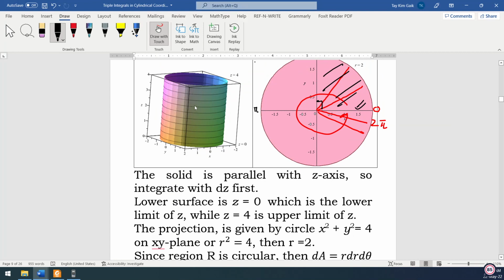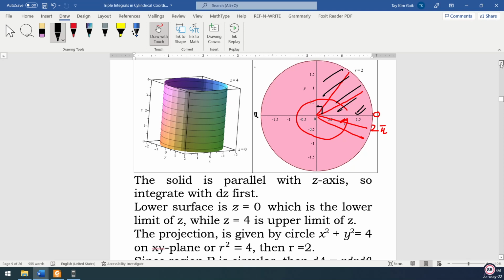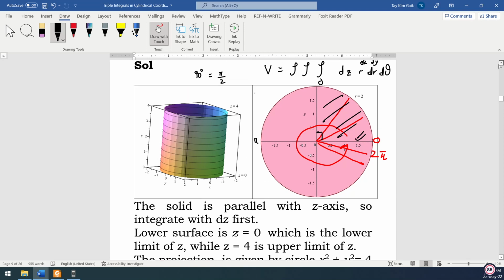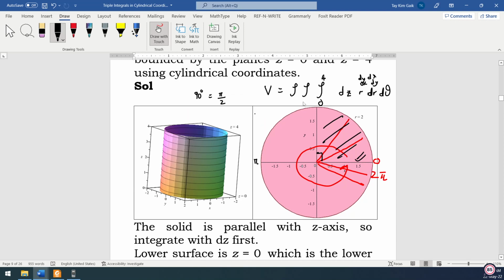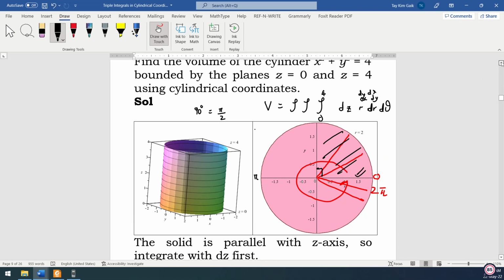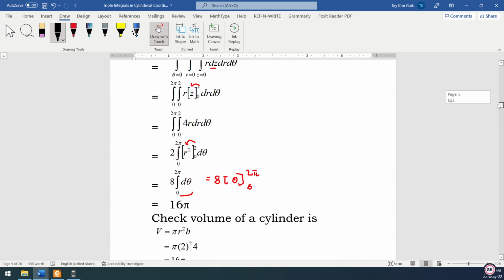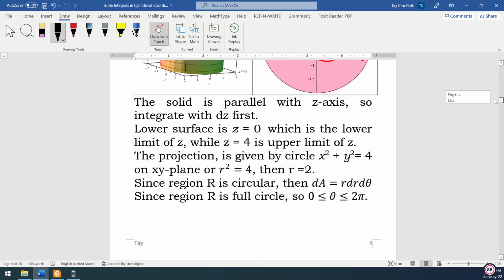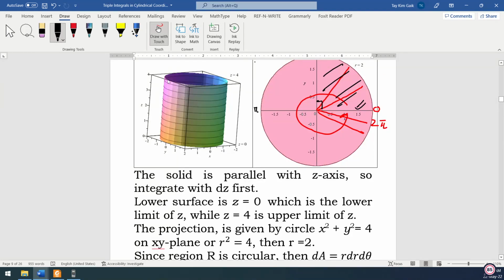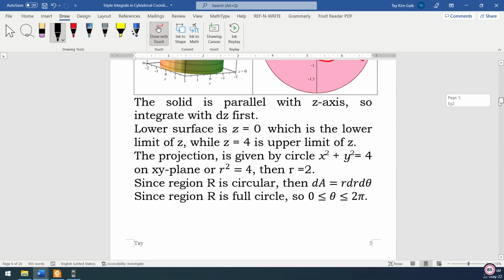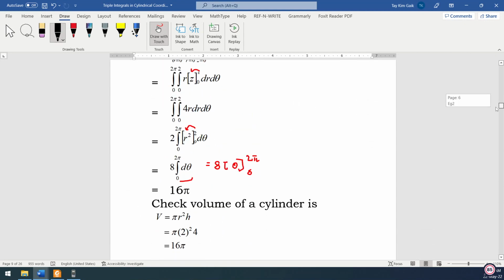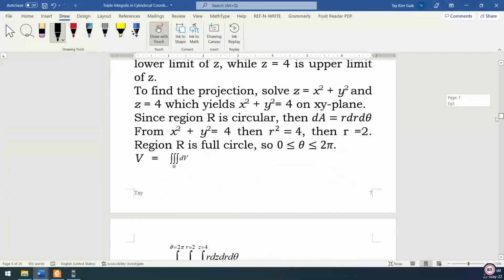These three examples have projections that are circles with radius 2. The limits for r and theta for examples 2, 3, 4 are the same, except the limit for z. For the cylinder, the limit is z from 0 to 4, and you obtain 16 pi. The volume for the paraboloid is 8 pi.